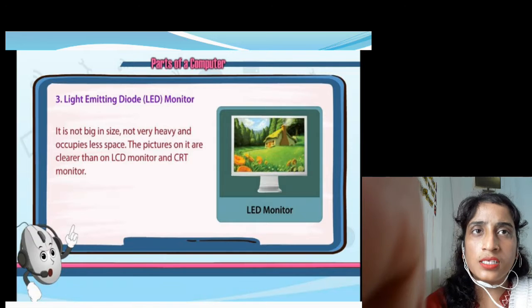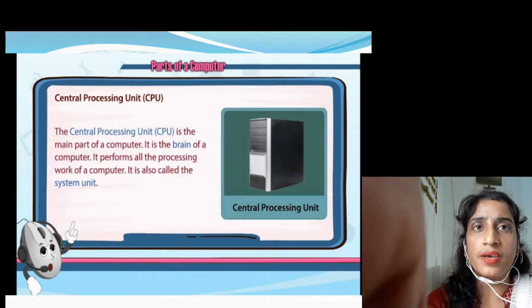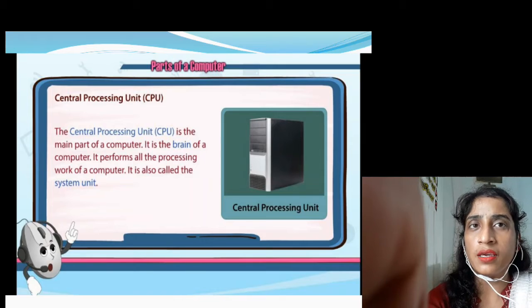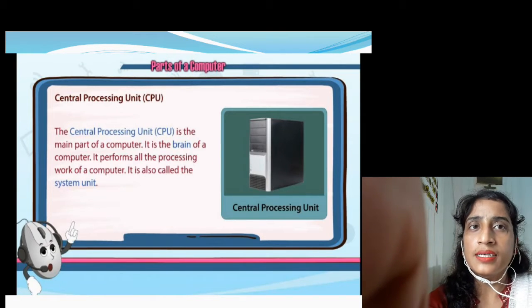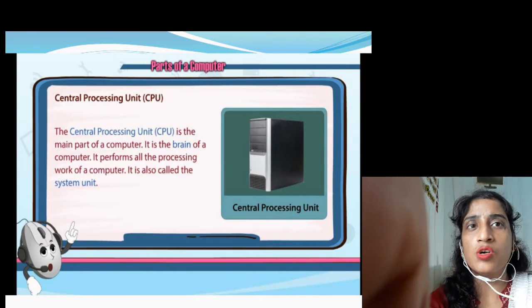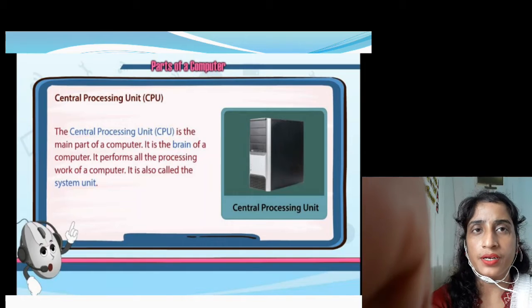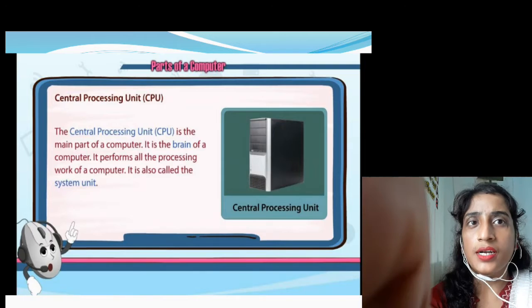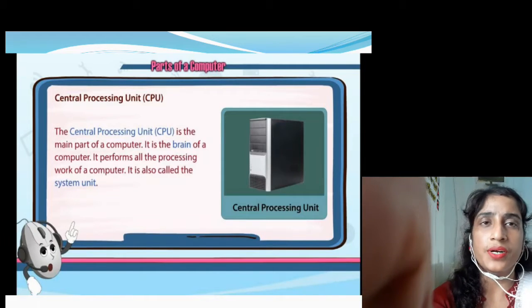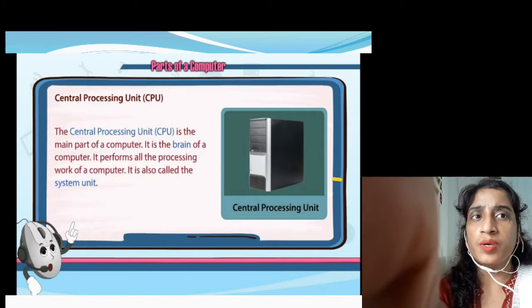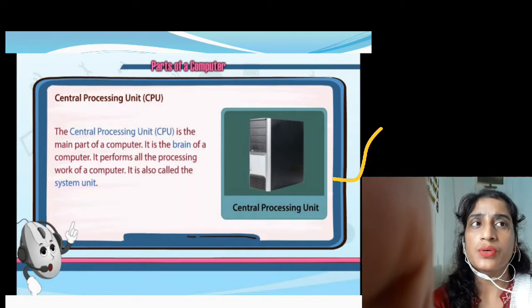Now the next part of hardware is the CPU. You have heard about the CPU? Yes. CPU is the central processing unit. The central processing unit is the main part of a computer. It is also called the brain of a computer. It performs all the processing work of a computer. It is also called the system unit. Then this is the picture of the CPU, the central processing unit. Clear?